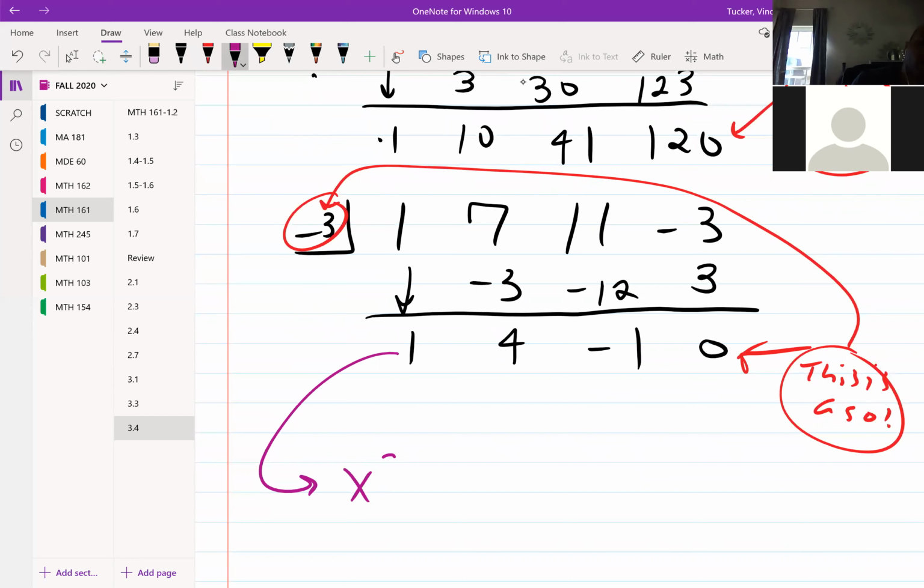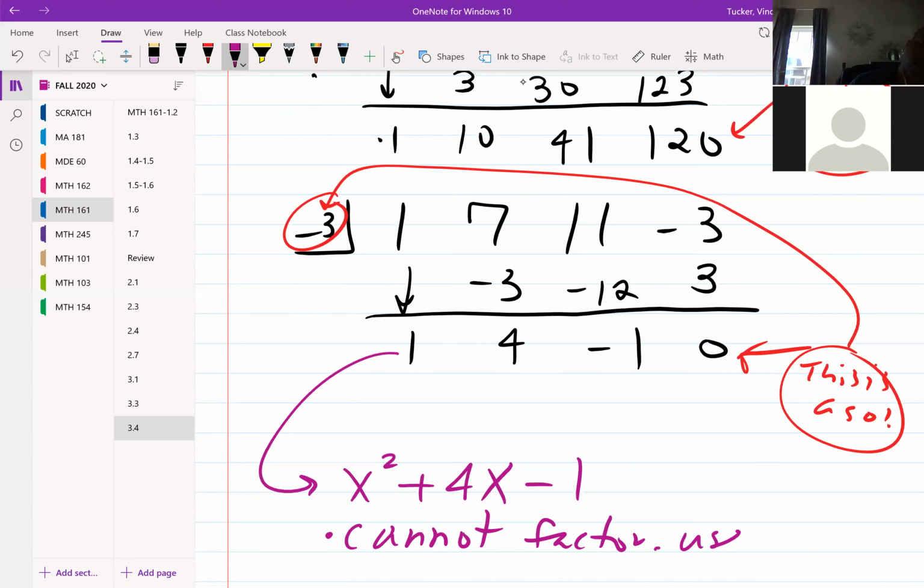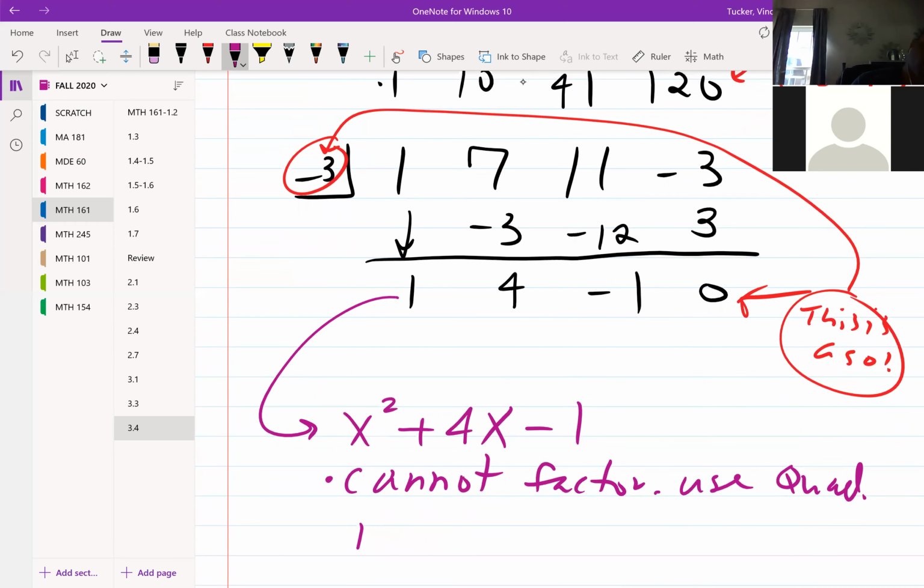So we start off 1 degree less. We had x cubed, so now this is going to be x squared plus 4x minus 1. You can check to see if that can factor, and it cannot. All right, so it cannot factor, so we will use the quadratic formula.